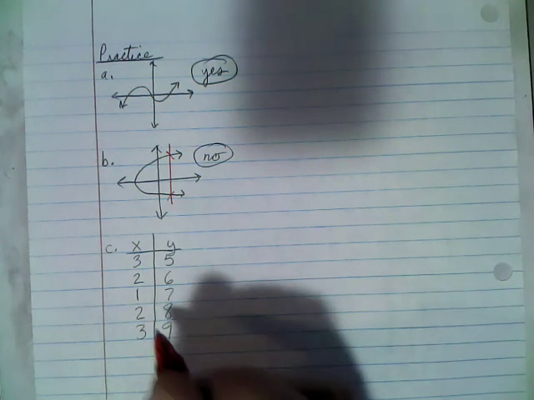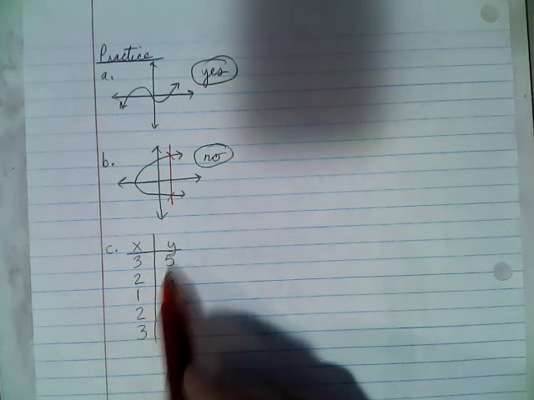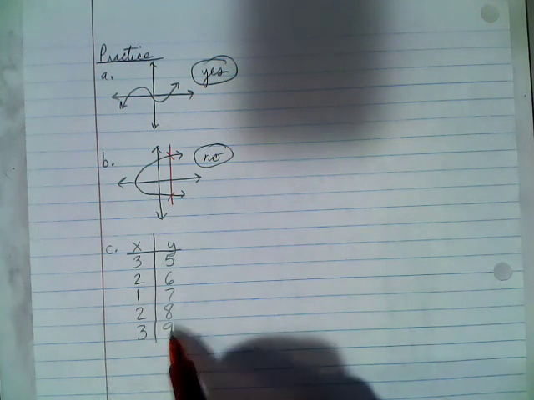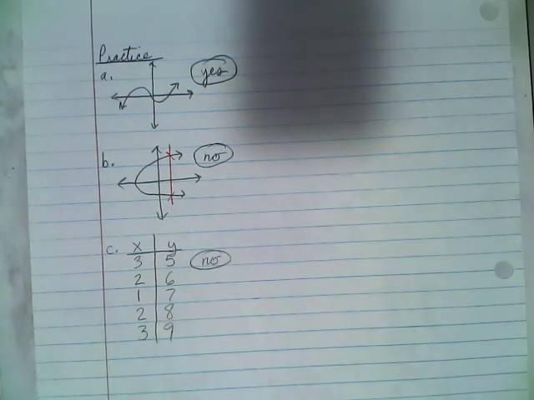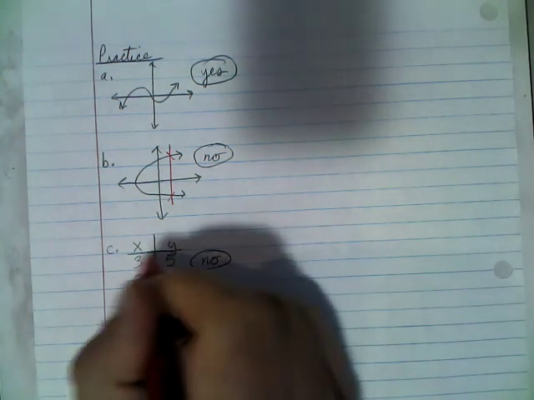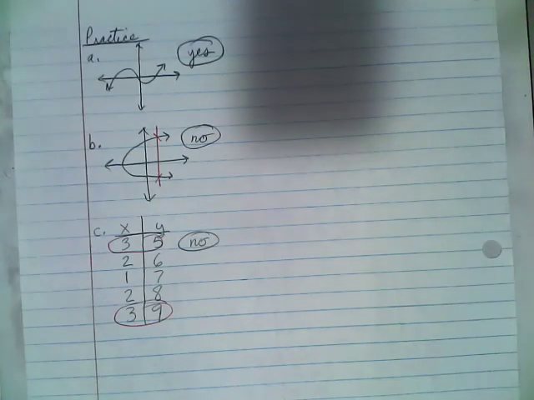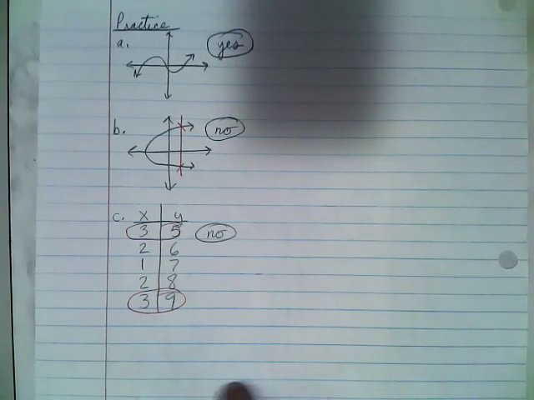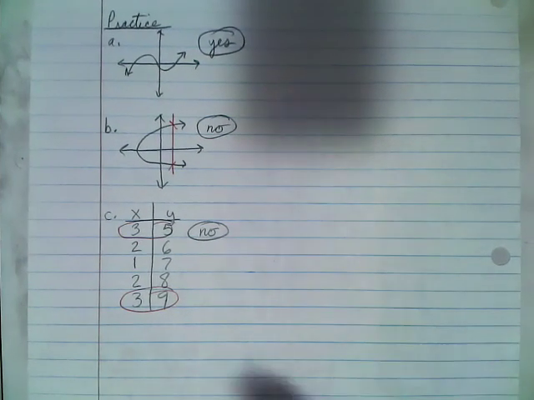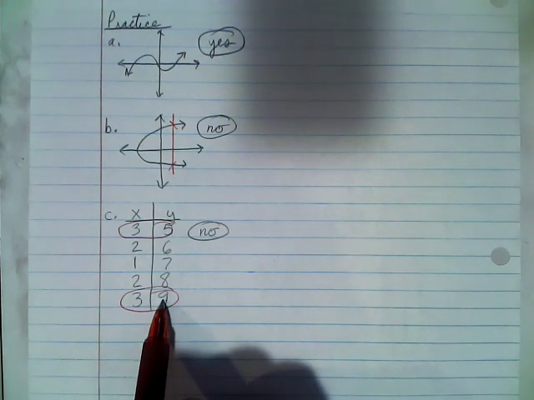So since 3 has been repeated, does it come out with the same thing? Well, when I put this 3 in, I get a 5, but when I put in that 3, I get a 9. So no, this is not a function. And why? Right there. You can't put 3 in and get out 2 different outputs. There should be exactly 1 output. So that means every time I put in a 3, I should get out a 5. Or every time I put a 3, I should get out a 9, but I shouldn't get out both of them.